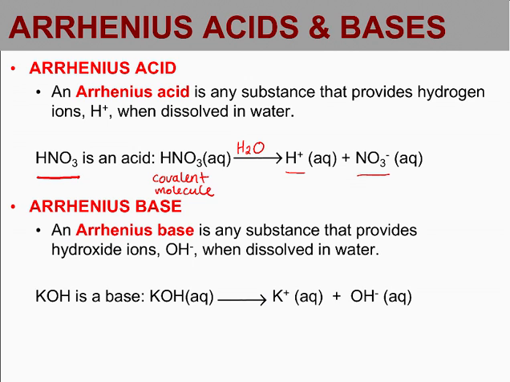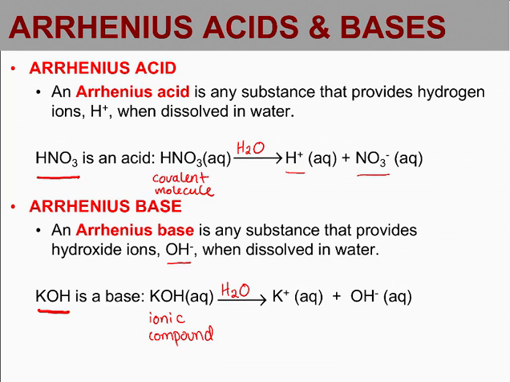So an Arrhenius base is any substance that provides hydroxide ions, or OH-, when dissolved in water. One example is potassium hydroxide, KOH, and this is an ionic compound because it has a metal bonded to a polyatomic ion. We do know that potassium is always soluble in water. So when we add KOH to water, it dissociates into potassium ions and hydroxide ions.